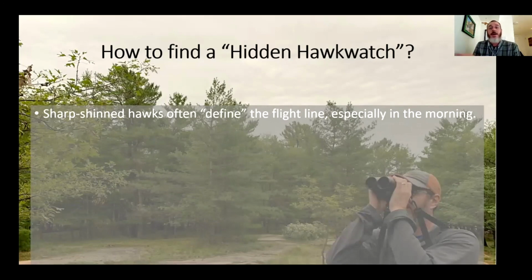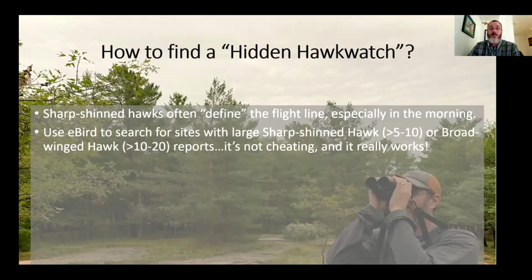As the birds start getting higher, you can then follow where the sharpshins are moving and start detecting other species along the way. Now, why is that important? Well, it's great on a day-to-day basis for looking for the flight if you're out there, but it's also great from a data perspective, right? So I use eBird to search for places with large sharp-shinned hawk concentrations, or potentially, in this area, large broad-winged hawk concentrations. That might seem like cheating, but the truth is it's not. Many of us have been contributing eBird data for quite a few years, and there's a wealth of data out there.